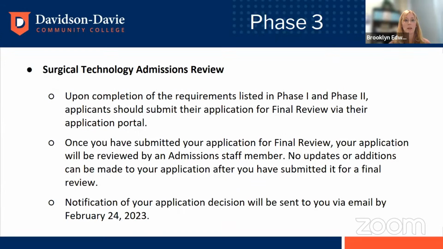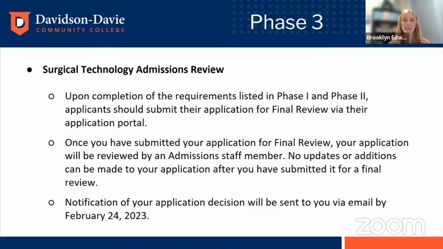Phase three. Phase one and two is your part. You're getting us the information, and you're making sure it's taken care of on your application checklist. Once you've decided, I have everything that I can possibly put on this application to make me a strong candidate, then in the application portal, part of the checklist says submit for final review. When you select that, it's going to ask, are you sure you're ready to be considered for the surgical technology program? It's even going to ask again to make sure. So you can't really mistakenly submit for final review. We've had a couple people do it every now and then. And if you mistakenly submit for final review before you're ready, please reach out to us.